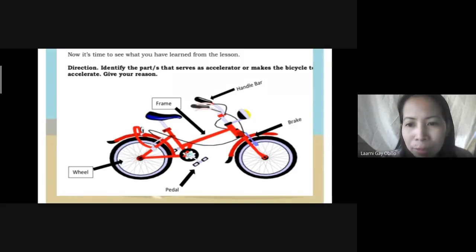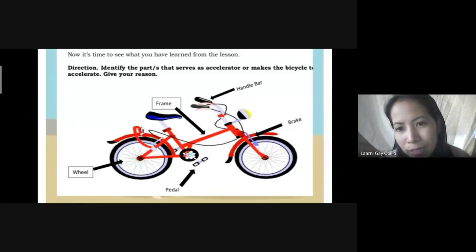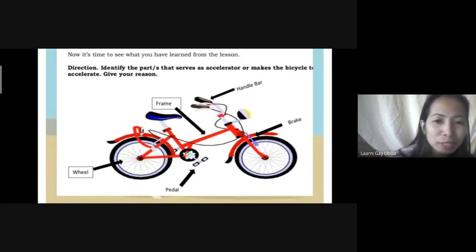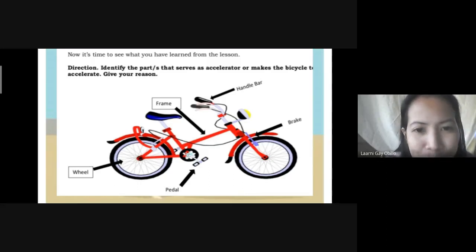Okay, sagot ni Miguel, pedal. Bakit pedal? Kasi yung pedal ay ginagamit natin para umandar. Okay, correct. Siyempre, pinipedal natin para umandar yung bike. So, mas mabilis yung pedal, mas mabilis yung ating pag-andar. So, nakadepende sa kanya. It serves also as accelerator. Ano pa, aside from pedal?